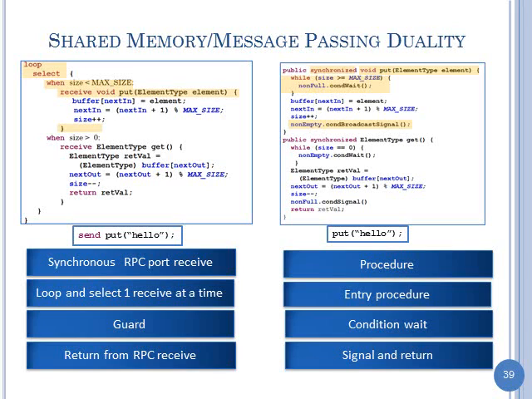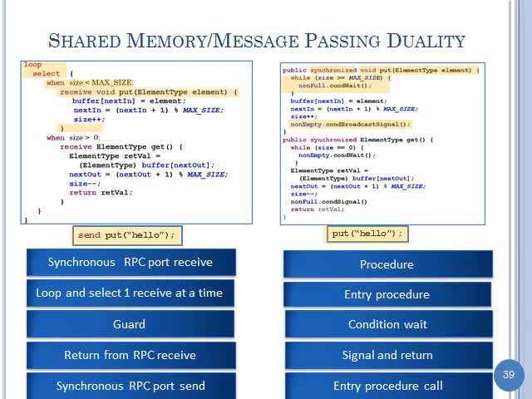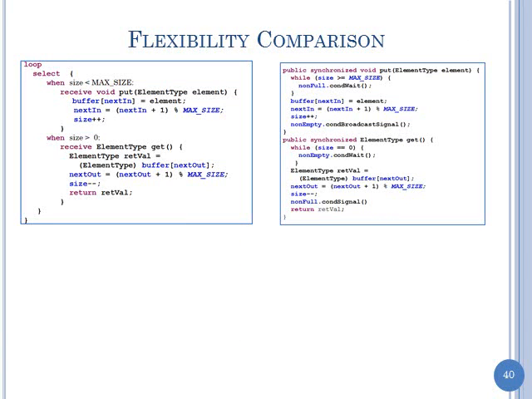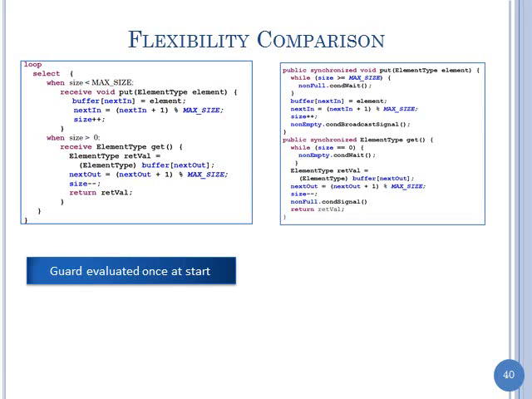And you can look at this, and a lot of people like this much better. So when you see these receives, and you ask why is receive a statement, why is it not just a declaration or a procedure, you see what you can gain from this. So the classic term for synchronized methods is entry procedure. Calling the entry procedure is equal to sending a request message to the send port. So, flexibility comparison: the guard is evaluated once at the start.